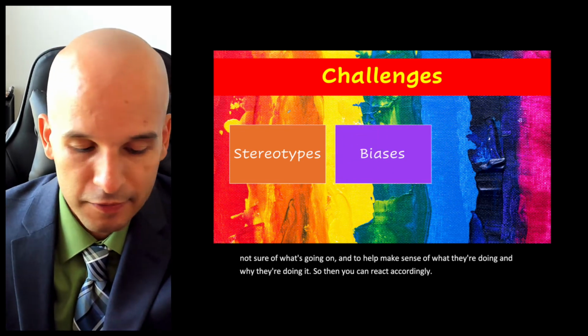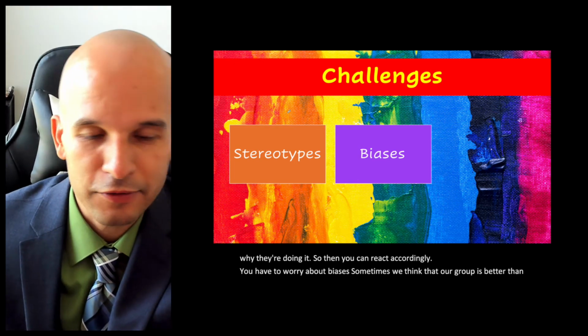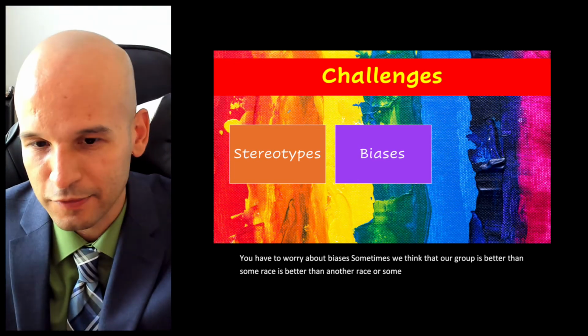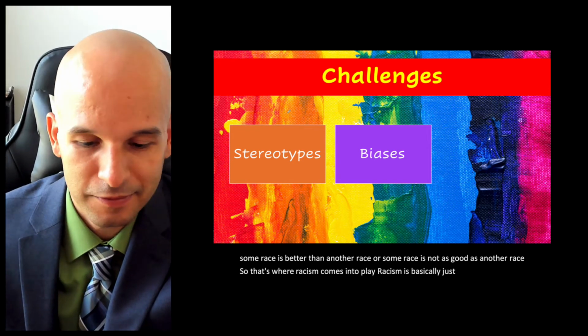You also have to worry about biases. Sometimes we think that our group is better than another, that some race is better than another race, or some race is not as good as another race. So that's where racism comes into play. Racism is basically just in-group biases.